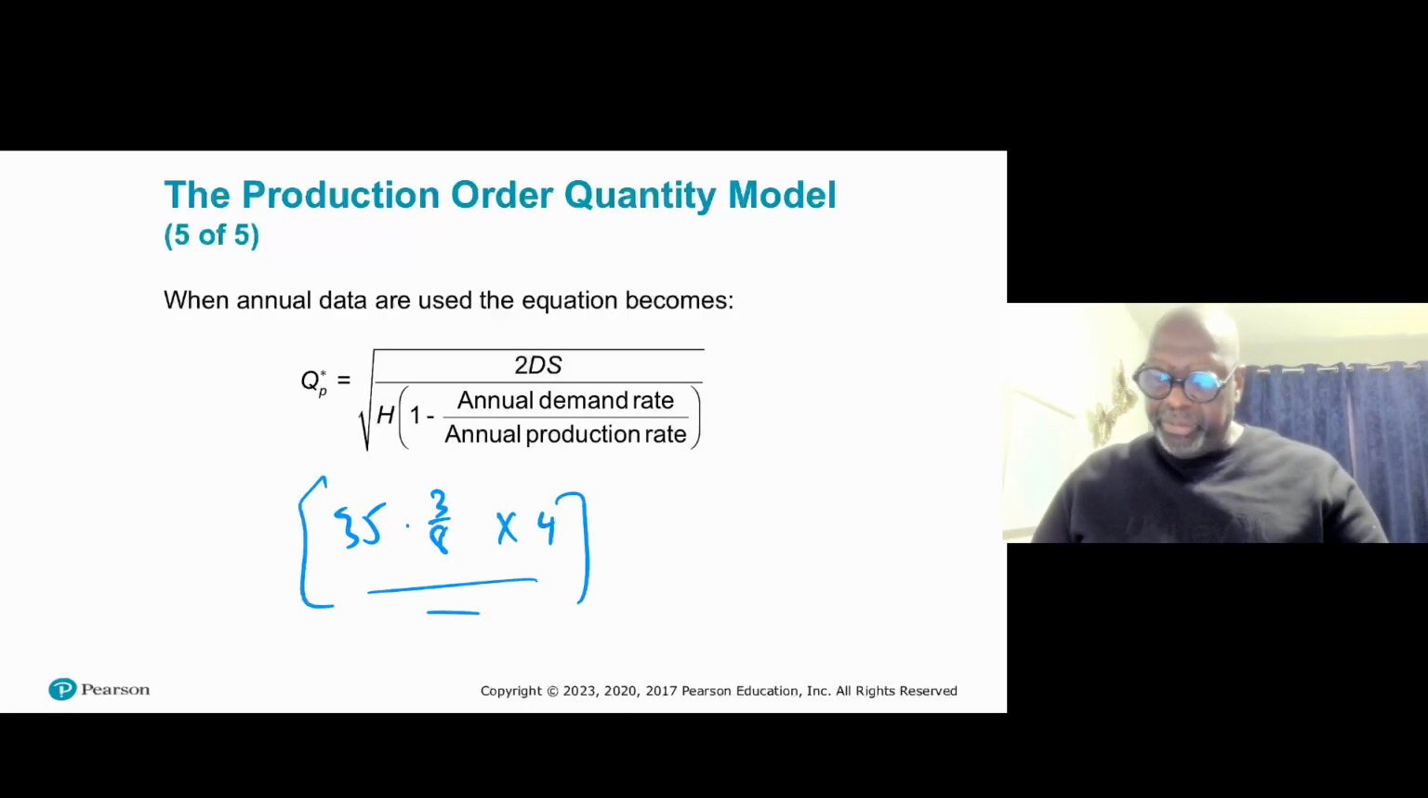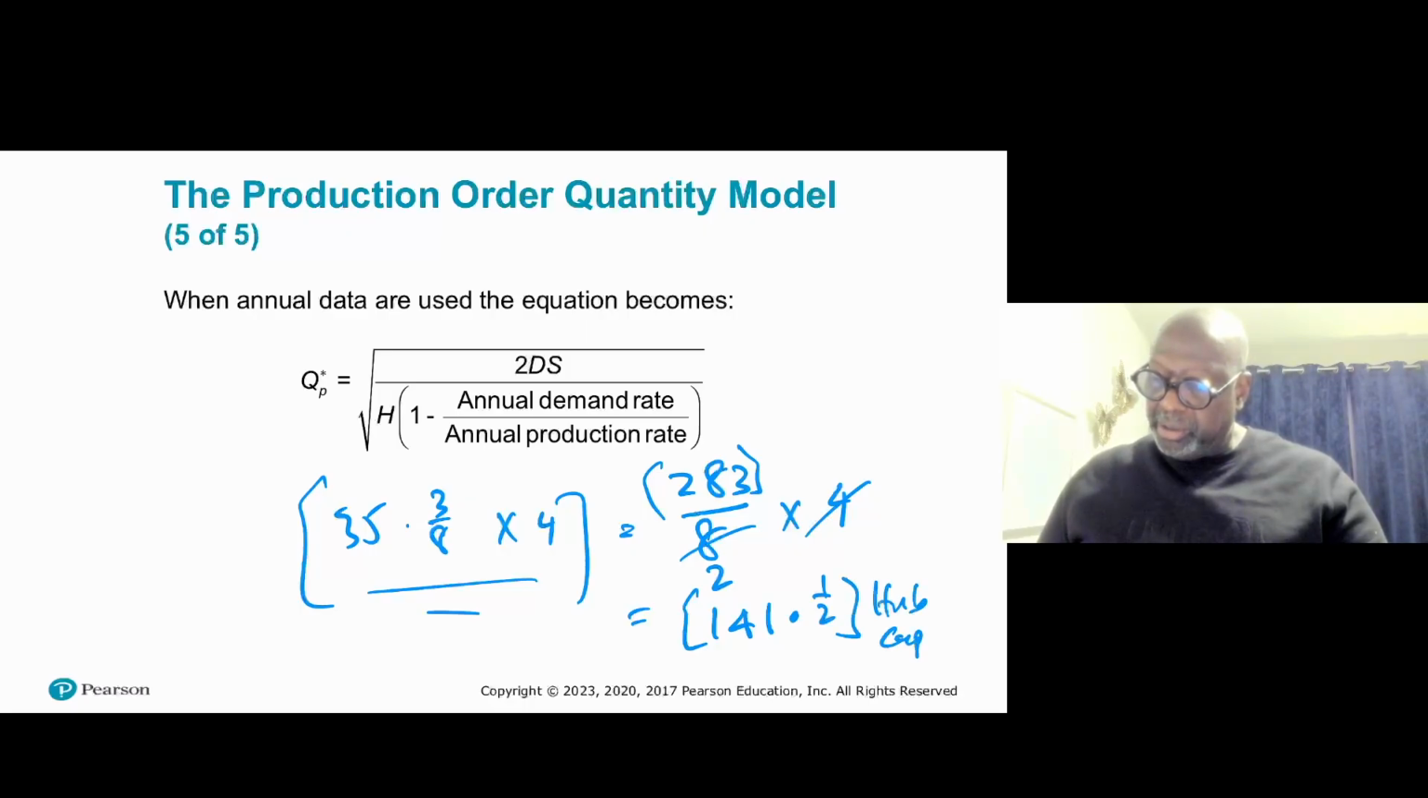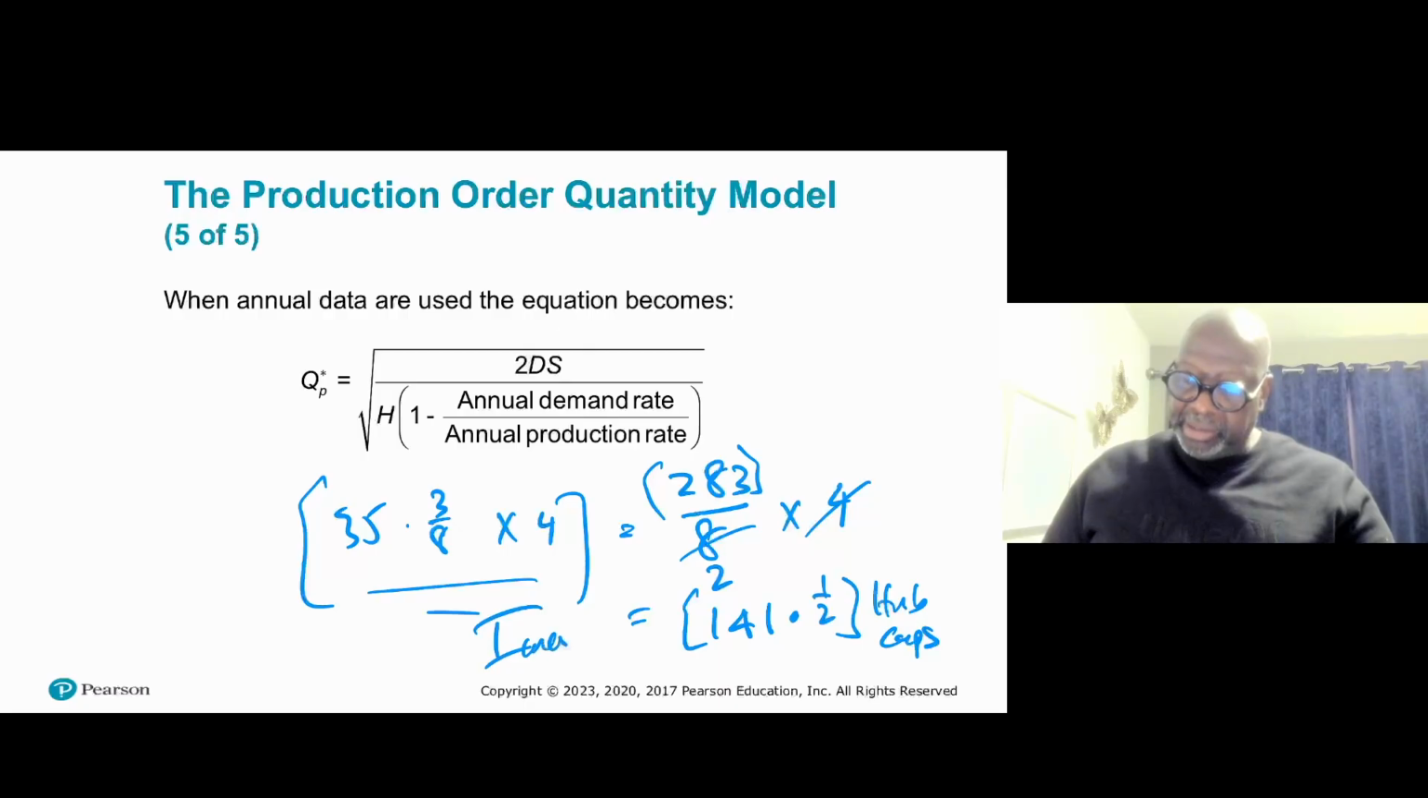Now, I believe this was actually 283 over 8 multiplied by 4. That would go into 2. So if we divide this by 2, will give us 1, 28 is 4, 141. We have remainder 1.5 units, hubcaps. So that's our IMAX.